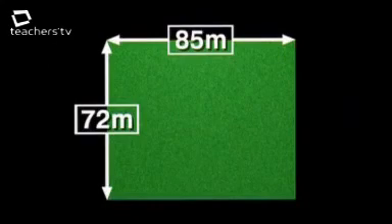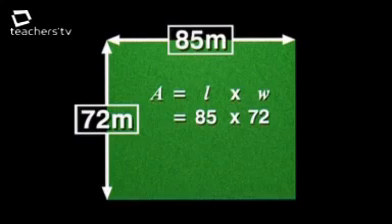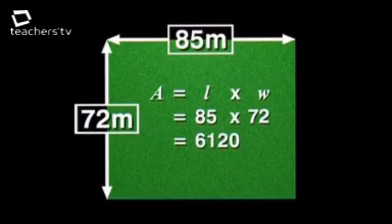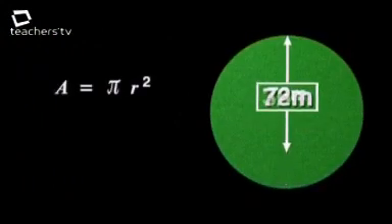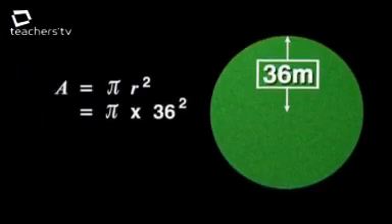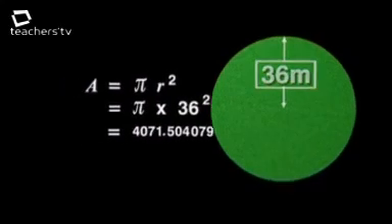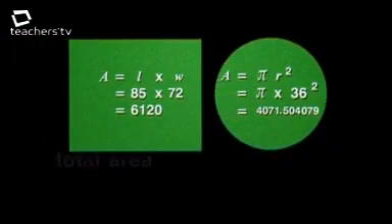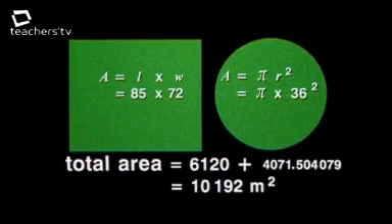The area of the rectangle is length multiplied by width, that's 85 multiplied by 72, which is 6,120 metres squared. The area of the circle is pi r squared. R is the radius, that's half the diameter, which is 36. 36 squared multiplied by pi is 4,071.504079. Adding them together gives a total area of 10,192 metres squared to the nearest square metre.